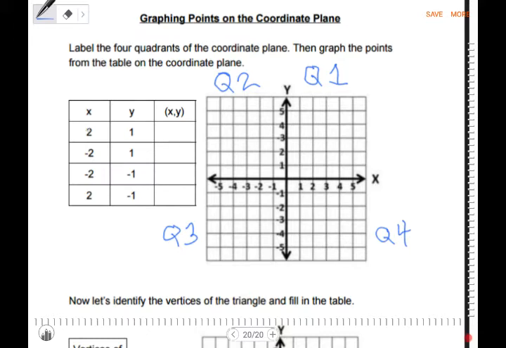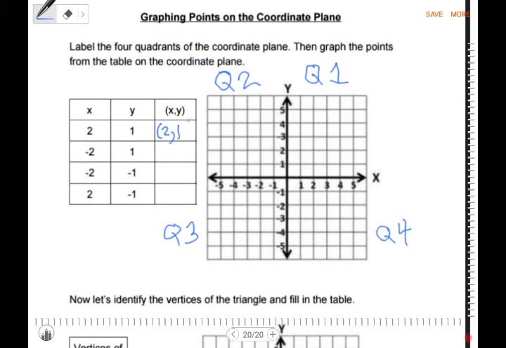Now let's look at our table. Here our x coordinate is 2 and our y coordinate is 1. So we're going to write that as the ordered pair (2, 1). Okay? And remember that in ordered pairs, it's always x, then y. Just like in the alphabet, x before y. Okay, so now when we go graph that, we start at the origin and we move 2 to the right and up 1. And there's our point, (2, 1).